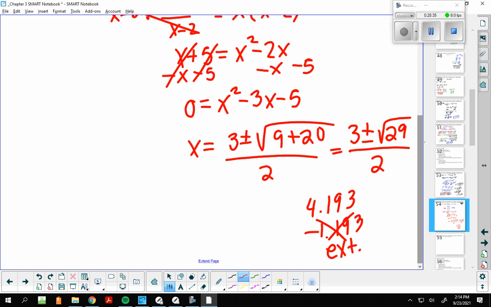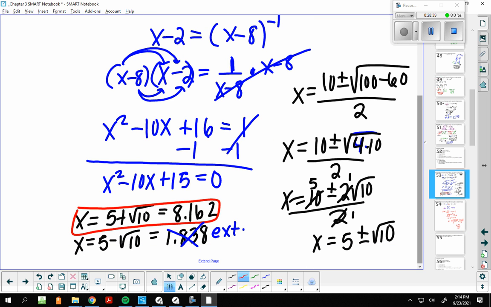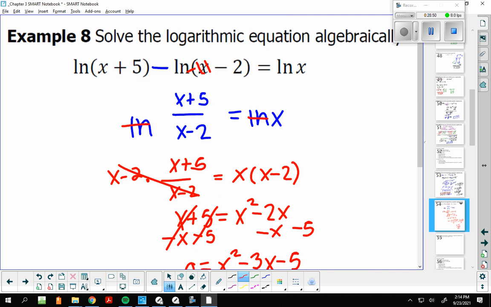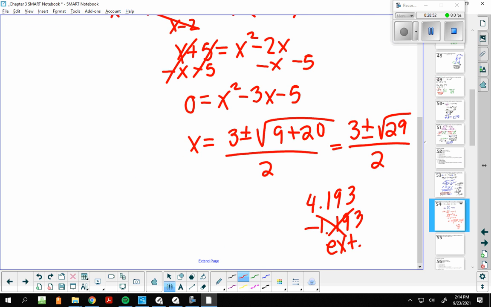Notice here we had a negative solution that was extraneous, but you saw here we had a positive solution that was extraneous. So you just have to plug it in and check the arguments. You can't say, oh, well, if it's negative, it's automatically extraneous. That's not true. It just depends on what the arguments are. So you do have to do a quick check. So there's our 3 plus the square root of 29 as our exact answer, and that's our decimal answer, 4.193.